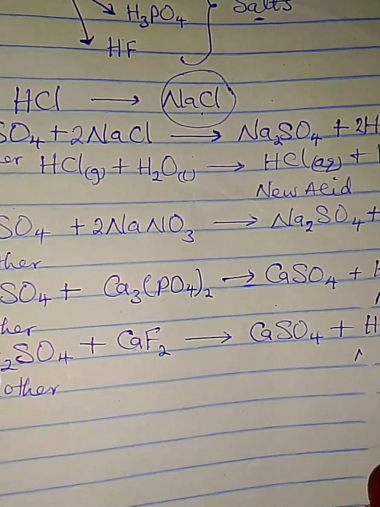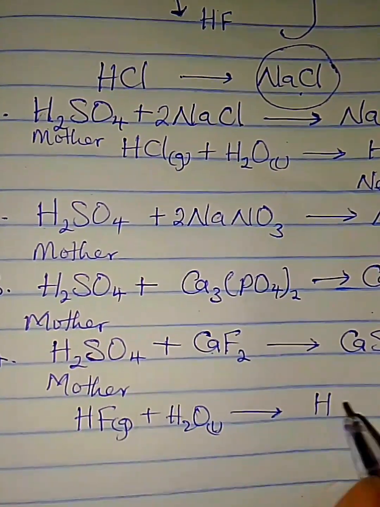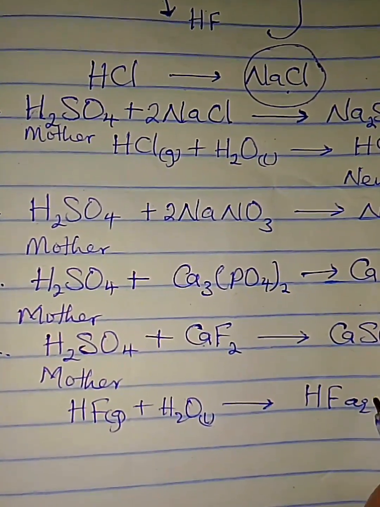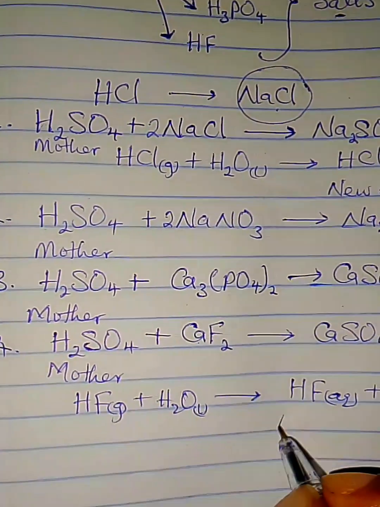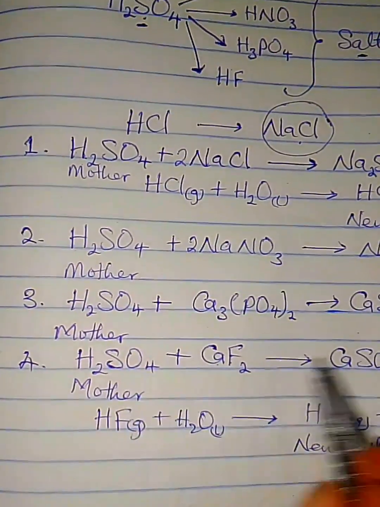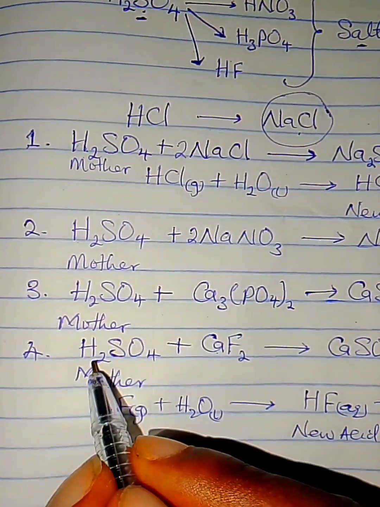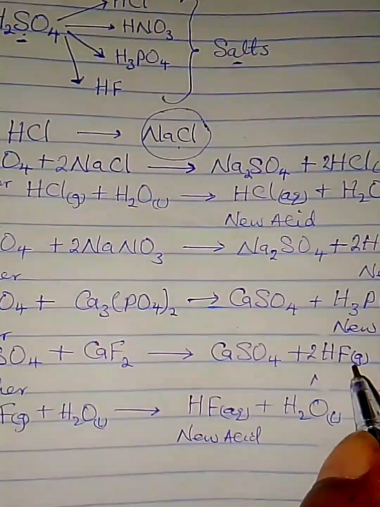And of course, it is not yet an acid until it is dissolved in water to form hydrofluoric acid, that is HF aqueous. You can now see that because HF, which is the new acid, was displaced from the salt when the mother acid reacted with the salt, it is now said that tetraoxosulphate 6 acid is the mother acid. To balance the equation, hydrogen is 2 at the left, so write 2 at the back of HF.